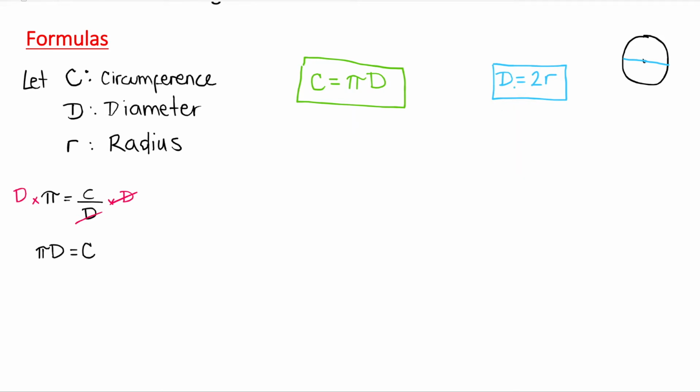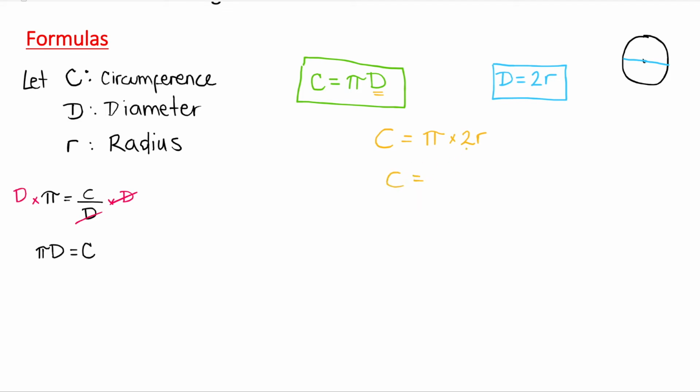And if I substitute this d that I have in here, I'm going to substitute it with these two r's. So if I do that, I can say the circumference is equal to pi times 2r. Agree? And how do we write that in algebra?